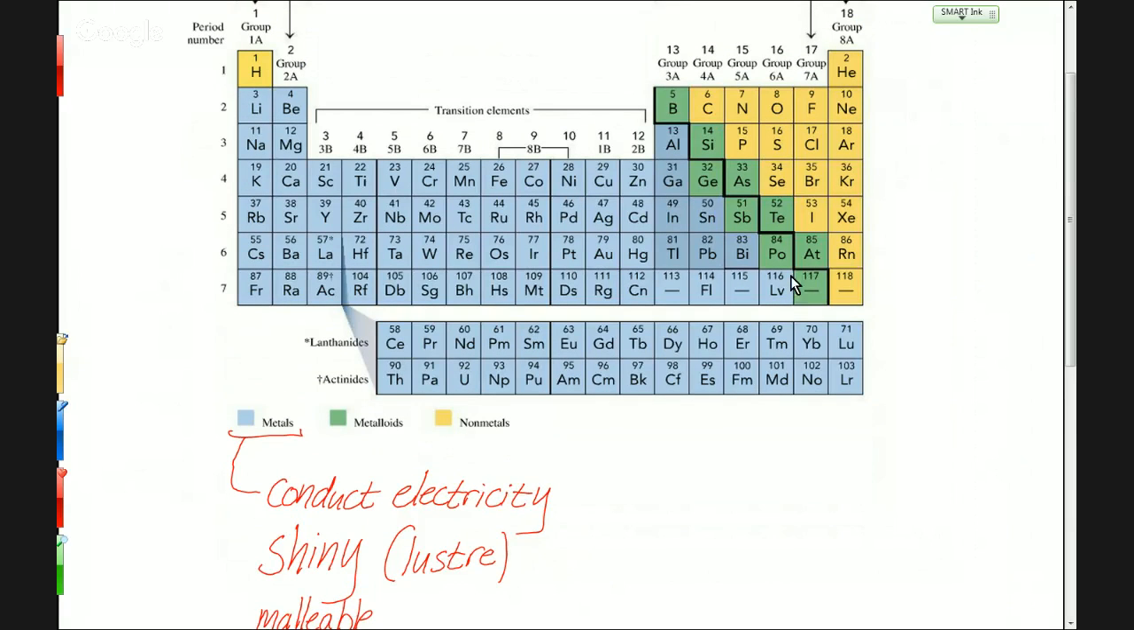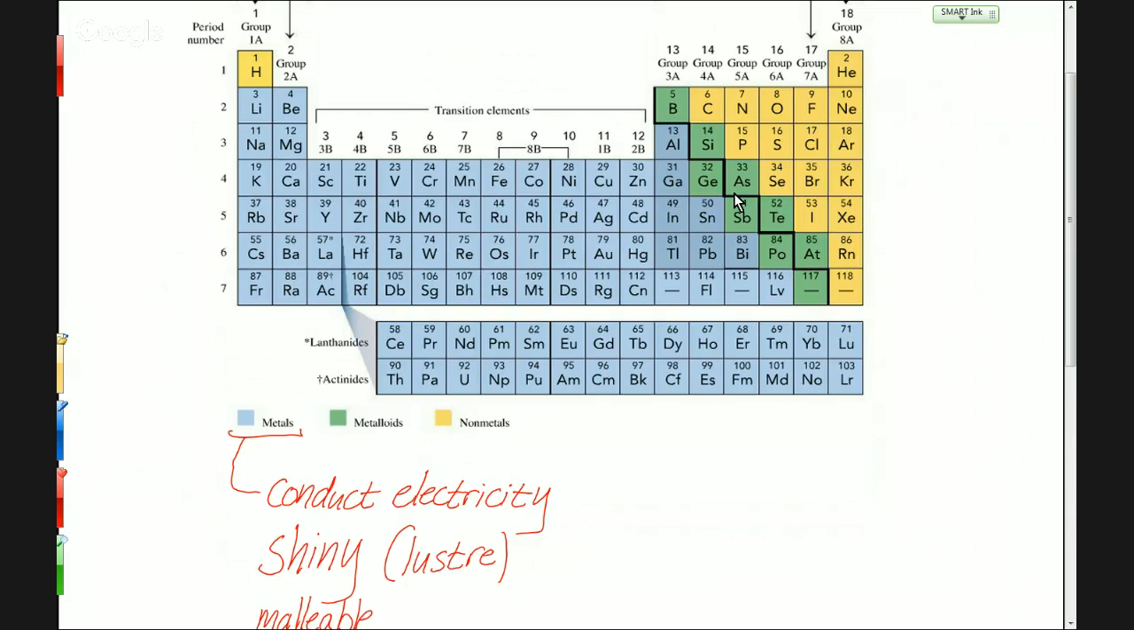And then, of course, because nothing's that easy, you have these green things in the middle called the metalloids or semi-metals that are kind of half and half. So they have some properties of metals, they have some properties of nonmetals. And we're not going to get too much more into that other than just saying that that's what happens.